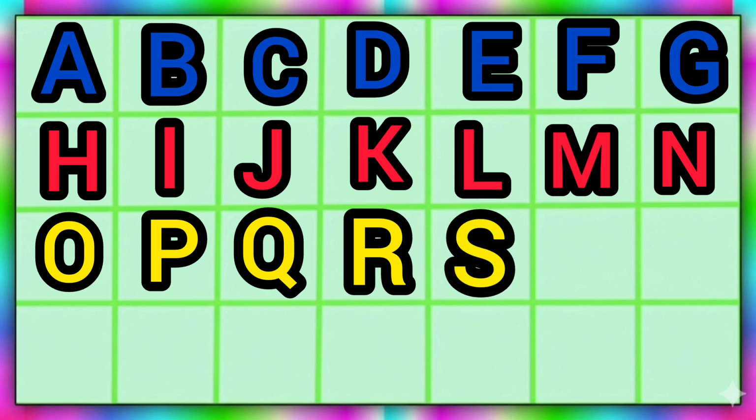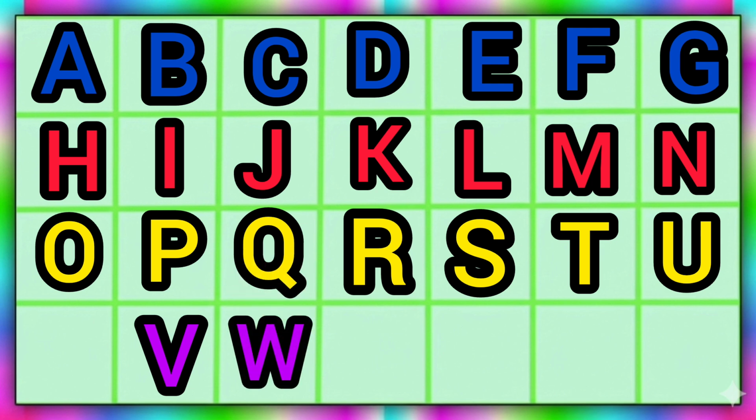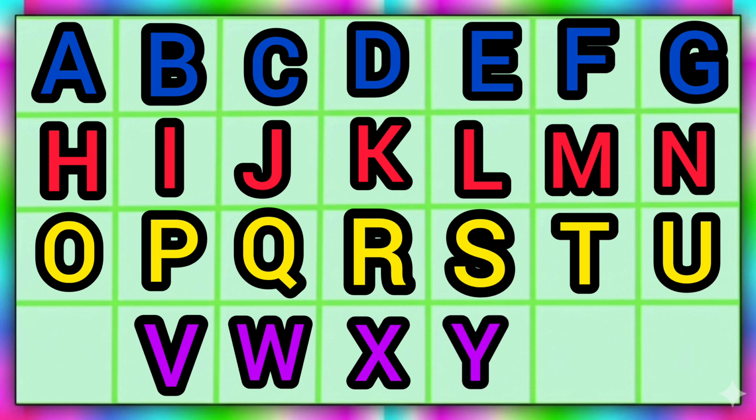S for sheep. T for tiger. U for umbrella. V for van. W for watch. X for Xmas tree. Y for yak.